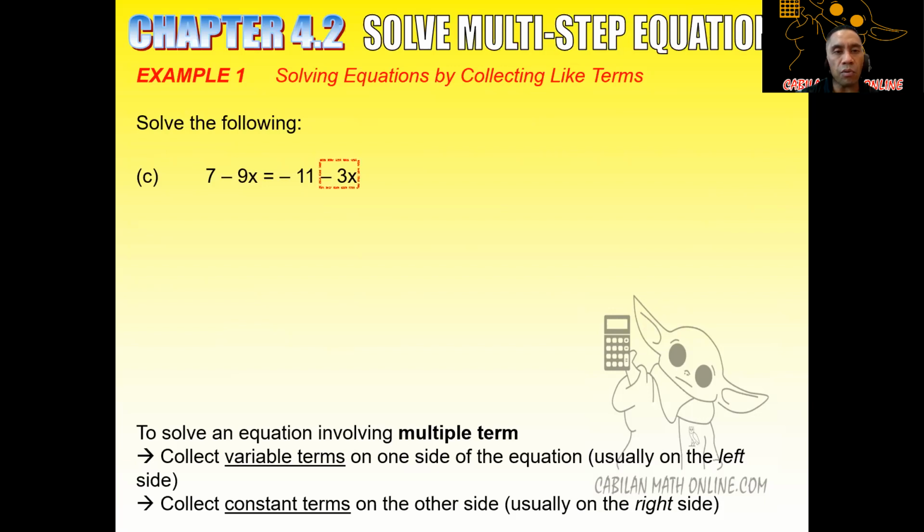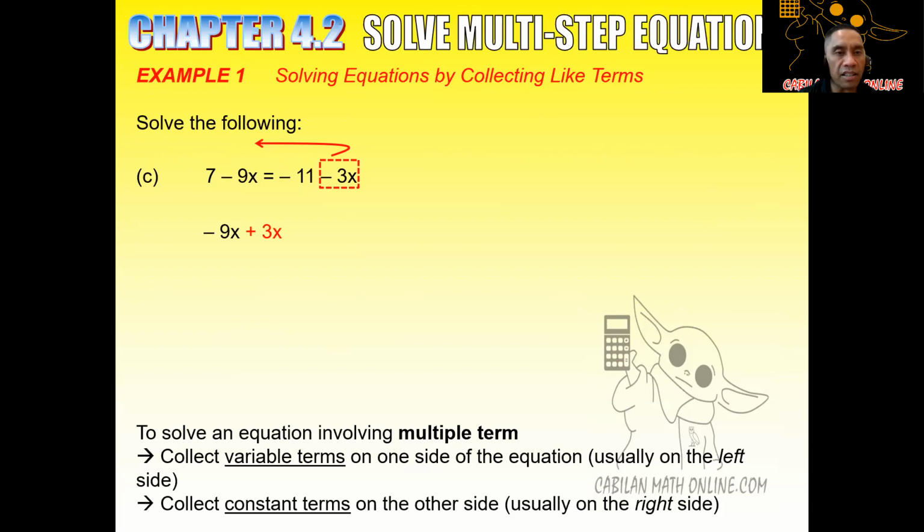So we're going to take this negative 3x here, and it's going to go to the other side and then add itself to the negative 9x that's already there. Okay, so don't forget the negative that you see is attached to that 9x. So just make sure you remember that as you're rewriting the equation.